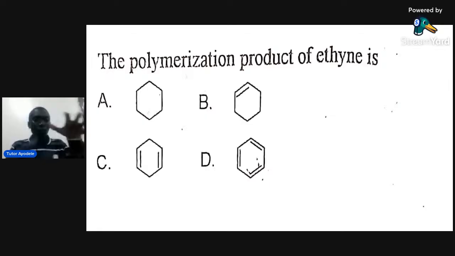So if you combine 3 ethynes together, it will give you what? I said ethyne has a formula of C2H2. Now let's assume you bring another C2H2 and join it with it. It will give you C4H4. And the formula of benzene is C6H6, right? So if you now bring another monomer of ethyne, that is another C2H2, and join it with that C4H4, it will give you C6H6, and that is benzene. So they represented it in structure. These are exam questions. So the correct answer is option D.